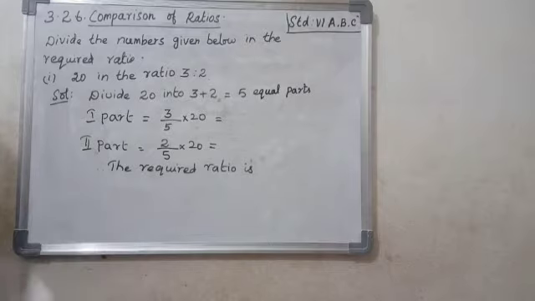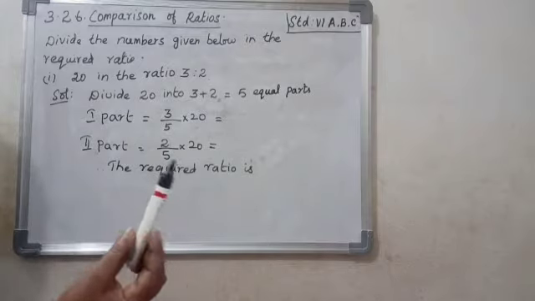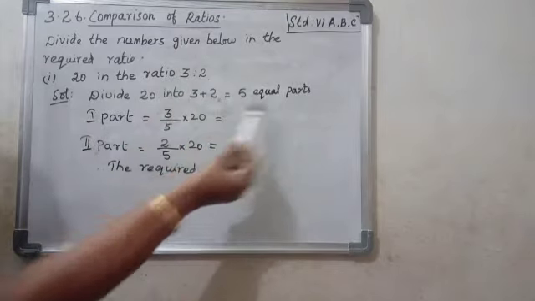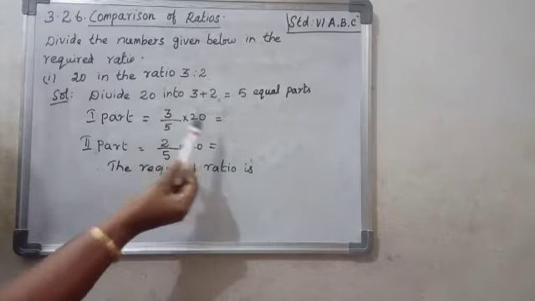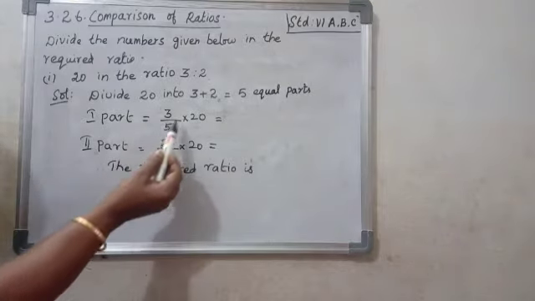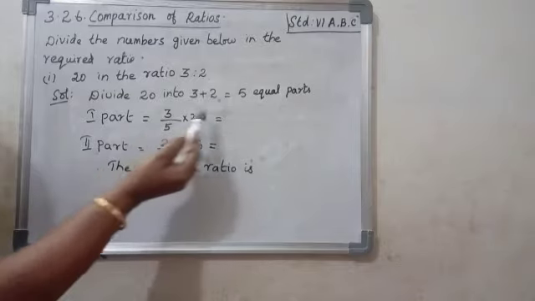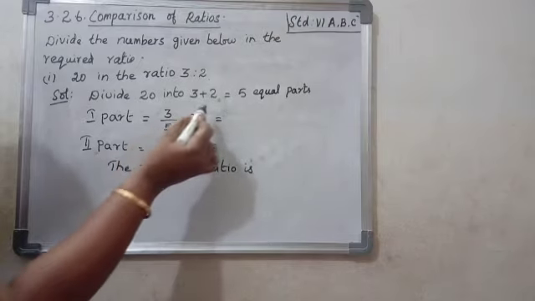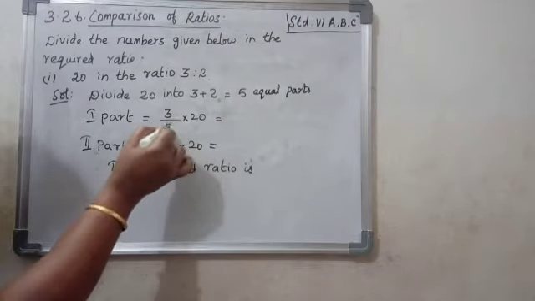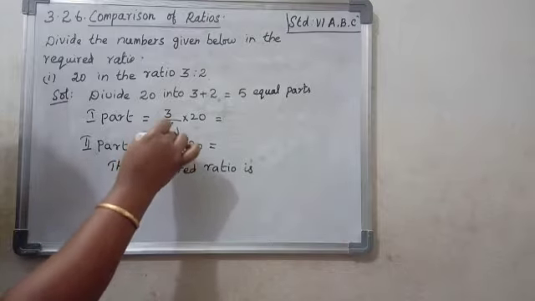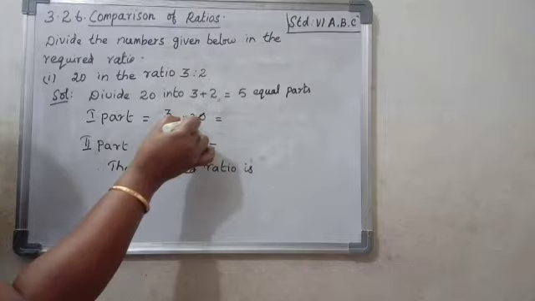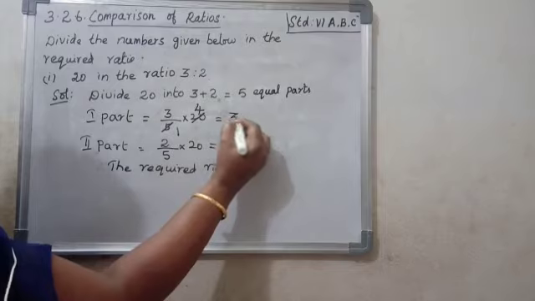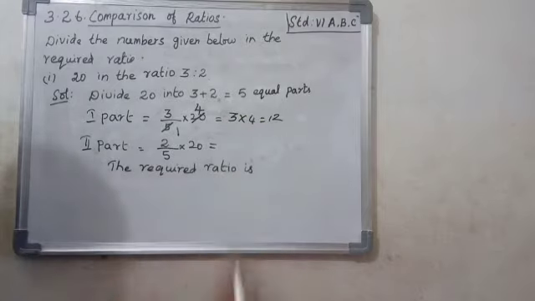So we find the first part value. The first part is 3 out of 5 equal parts. So 3 by 5 into 20. How to find the value? Here, multiplication. Divide 20 by 5, using the 5 table. 1 5 is 5, 4 5s are 20. So 3 into 4 equal to 12.